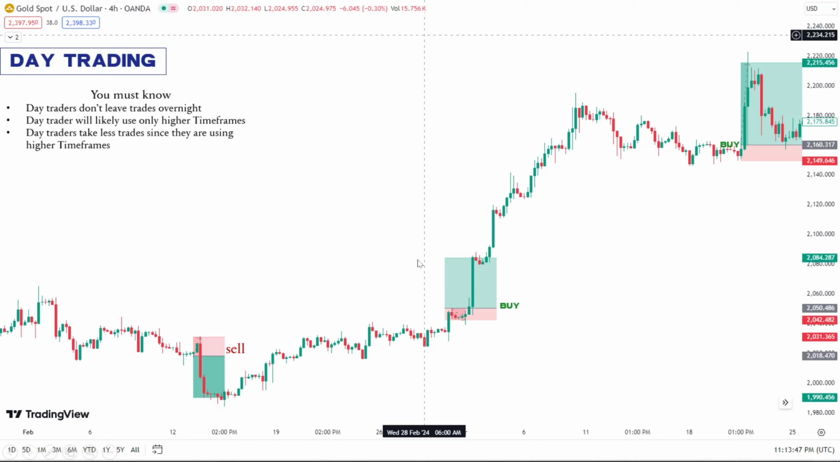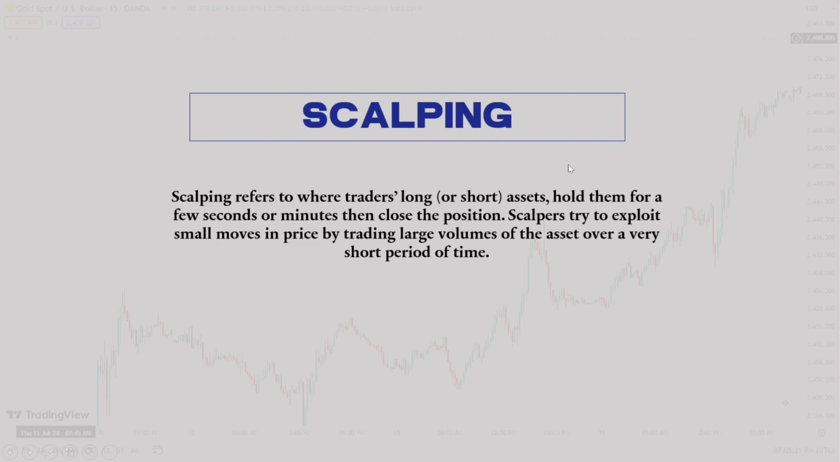And normally, day traders use higher time frames. Yes, they use higher time frames to analyze and enter their moves. So normally, day traders use higher time frames like the 4 hour time frame, the 1 hour time frame, 15 minutes, 30 minutes, daily time frame, right? So most day traders use the higher time frame for entries.